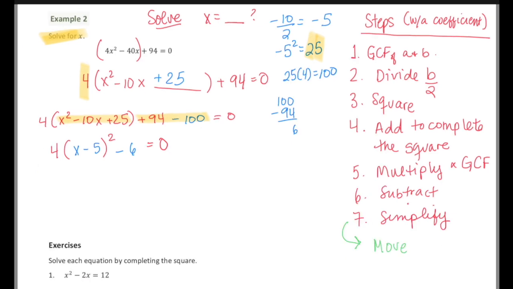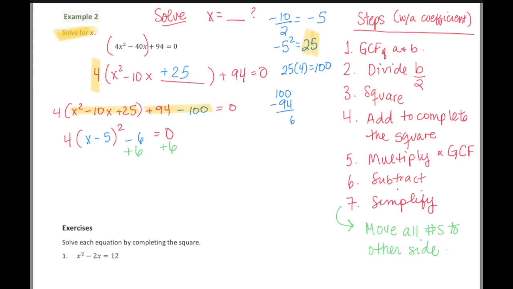So in order to do that, I'm going to make sure that I move all my numbers to the other side. So once I have all my numbers to the other side, I can start working and solving for x. So I'm going to move that 6 first. And when I do that, I'm going to have everything equal to 6. And then I'm going to move this 4. And I can only do that by dividing. So I know I'm going to end up with a fraction on the other side, but at least I have my x minus 5 raised to the exponent of 2 by itself.